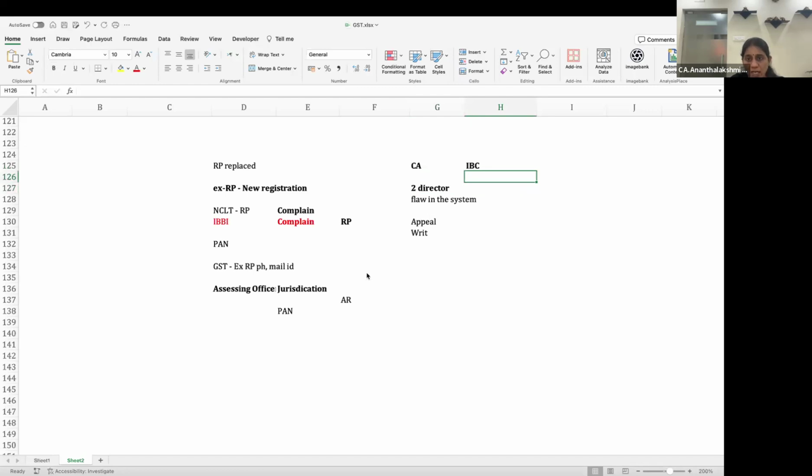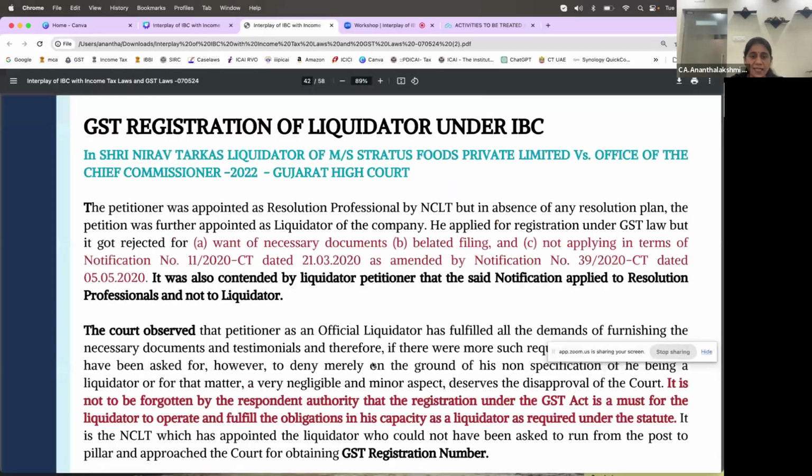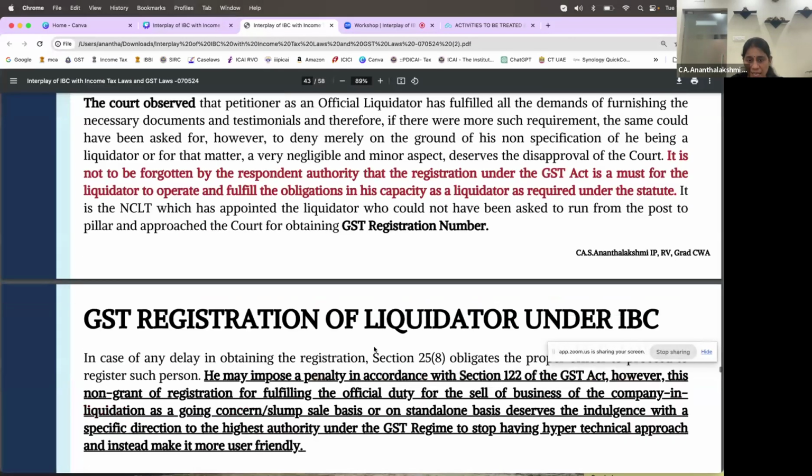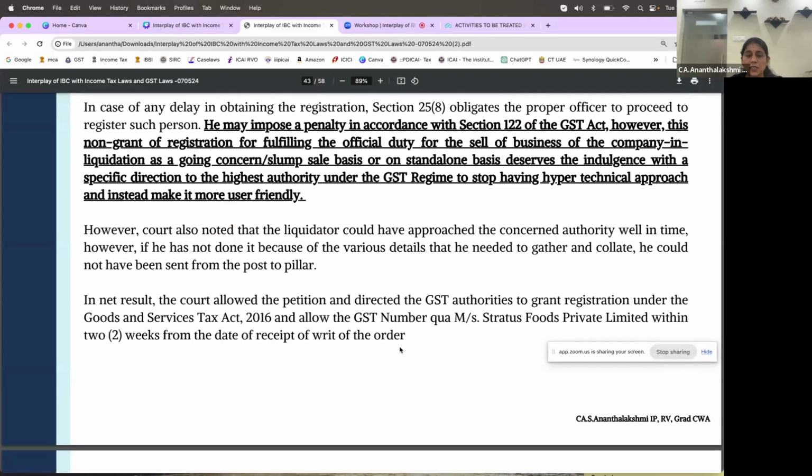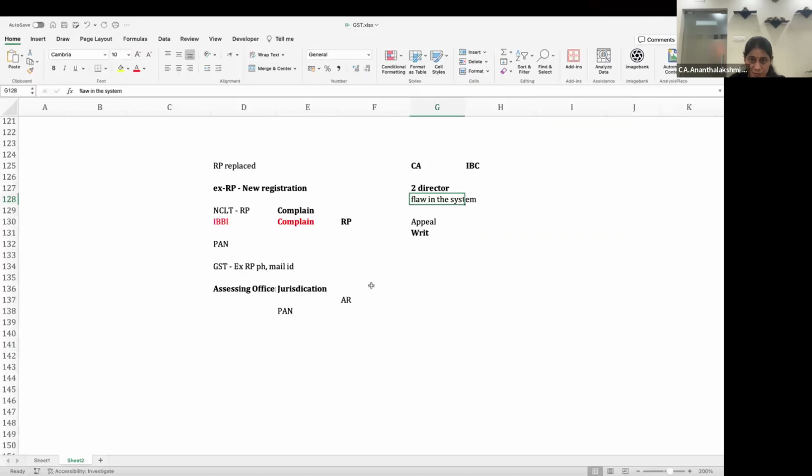When the officer is not accepting, we don't have an option. We can go for the writ, sir. Appeal will not help us here, because again we would have to come to the High Court. Writ we can straight away go. So you can raise these two issues, file a writ and get the solution in your favour, sir. This case it has favoured. Within 2 weeks' time they said it has to be given. Your case is similar to that.